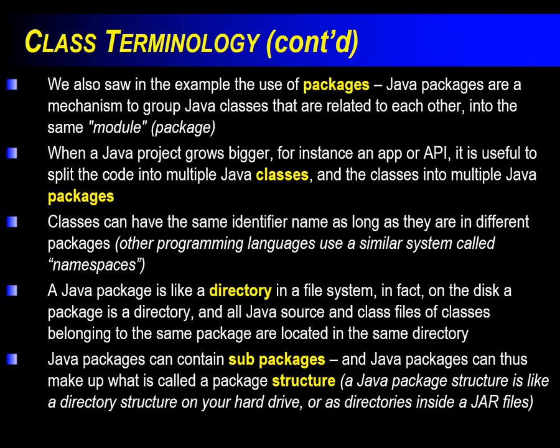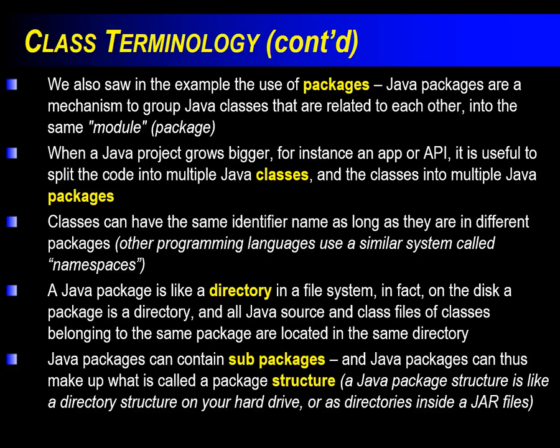Close, program interface, right? Very close. Split the code into multiple Java classes and the classes into multiple packages. The thing about packages is it allows you to have classes with the same name. So you can, for example, have two Person classes as long as they're in different packages. This is like you can have two variables of the same name as long as they're in different methods, right?